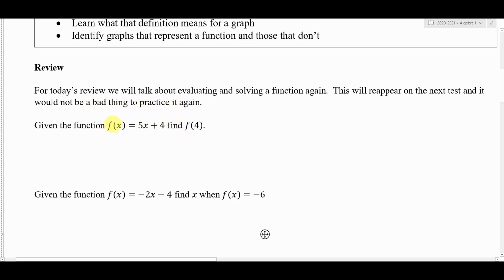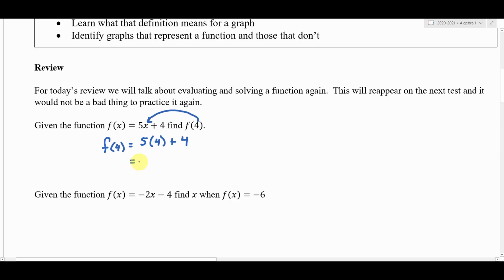So when we have a problem like this, they tell us the name of the function here is f, the input is x, and the rule is 5 times x plus 4. So when they say something like find f of 4, this means the input is 4. I'm going to take this 4 and plug it in wherever I see an x. So f of 4 equals 5 times 4 plus 4. All right, so the x got replaced with the 4.